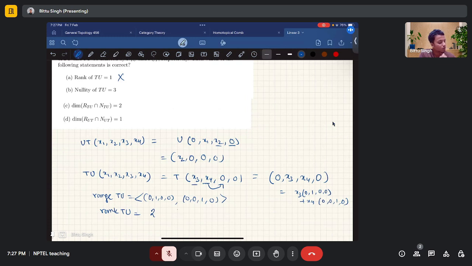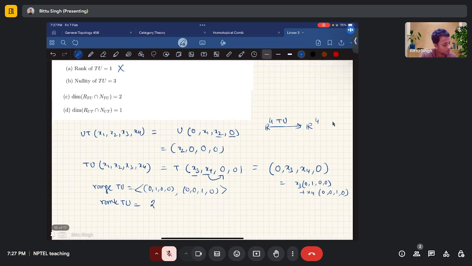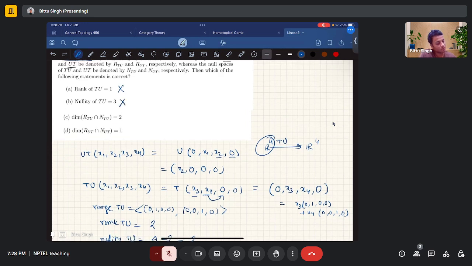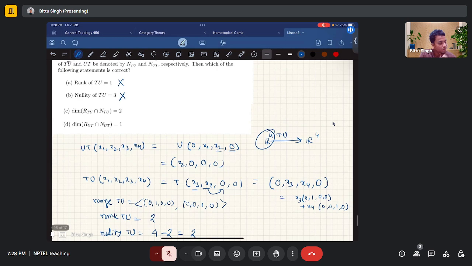Now what is the nullity of TU? Again, rank nullity theorem. So TU is a map from R4 to R4. This is the linear operator TU. From here we can see the dimension of the domain is 4. So nullity of TU is the dimension of the domain, which is 4, minus rank of TU, which is 2. So this becomes 2. So this is also false.